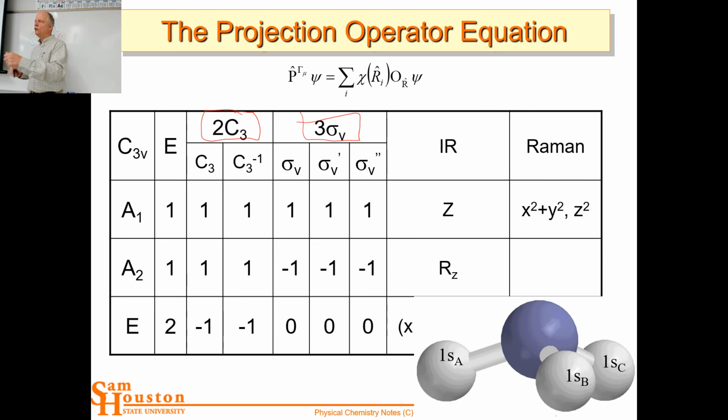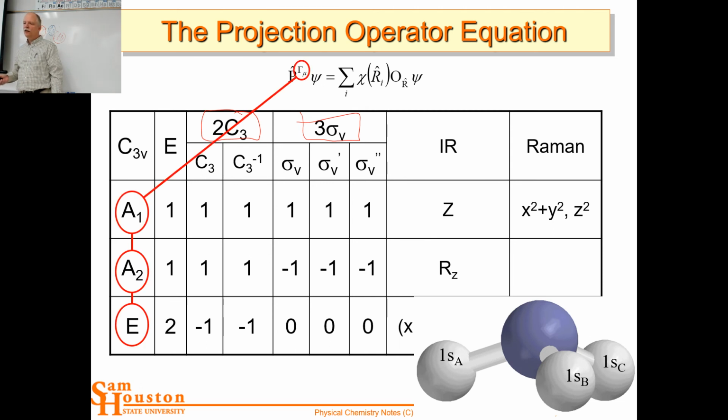Since they have different results, A goes to B versus A goes to C, then they're really 2 different operations. And the same with the sigma V's. There's 3 sigma V planes. And so they each have a different operation. So in the projection operator, we pay attention to every one of those, even though they have the same character. And let's just quickly go through it. This is more for enrichment, just following through how we build these molecular orbitals.